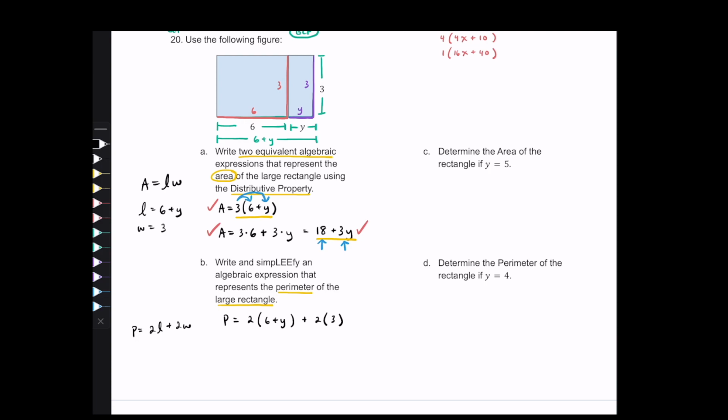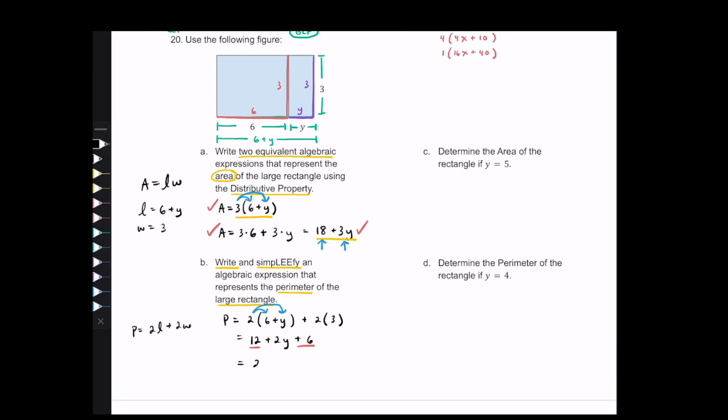Okay, so that's writing the algebraic expression, but now we have to simplify it. So to simplify this, all we have to do is distribute this 2 times 6. 2 times 6 is going to equal 12. And then 2 times y is going to equal 2y, so it's going to be 12 plus 2y. And then if we multiply 2 times 3, that's going to equal 6. We have some like terms here, these constants of 12 and 6.